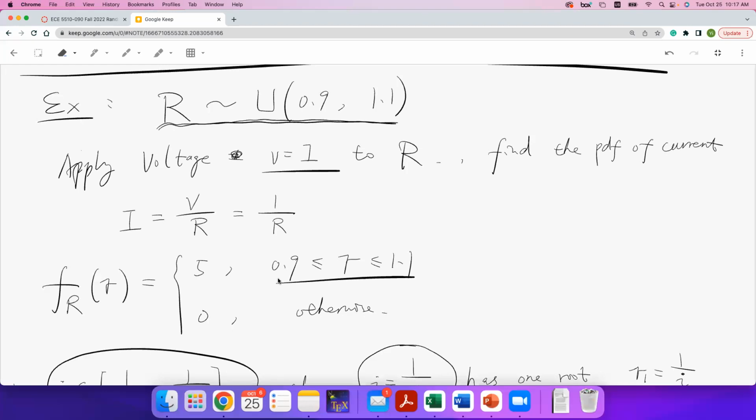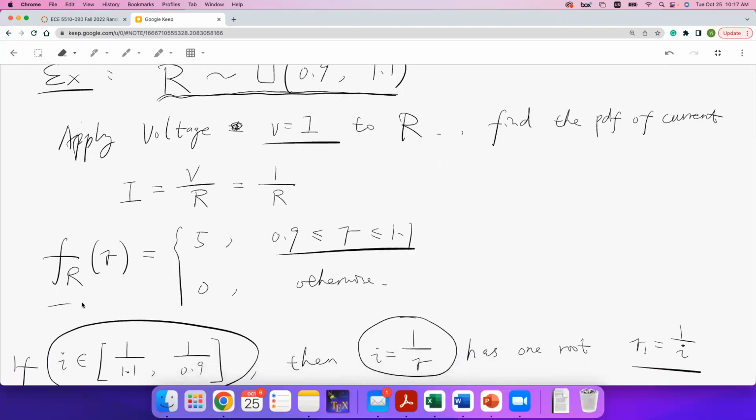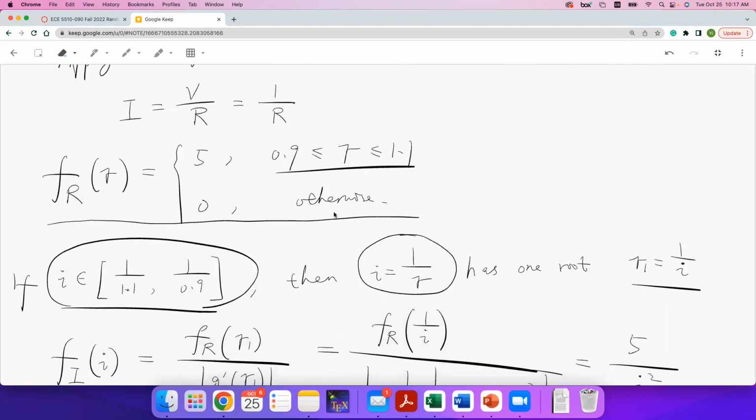Right, so you basically first identify if we know the PDF of the original random variable, then we can consider applying the fundamental theorem. So the challenge here is to solve for the roots of this equation. And the roots really depend on the range of the original random variable. For different values of this random variable, we may have different roots. Depending on the value of i, we may have different roots.